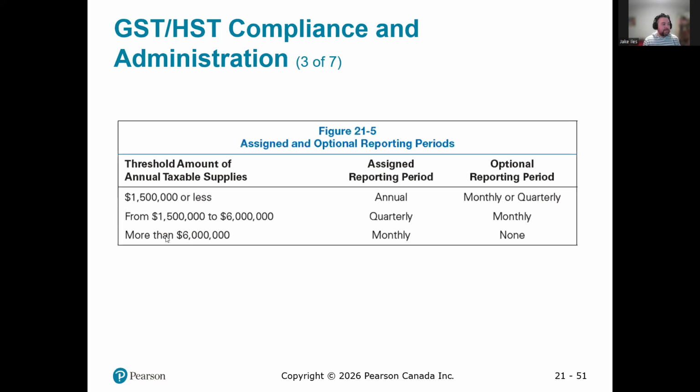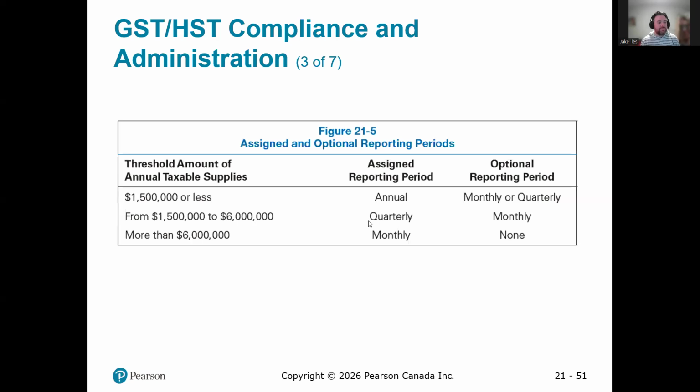If our business sells annual taxable supplies of more than $6 million, so if our revenue is over $6 million, we have to file monthly returns. So our HST returns are filed every month. So our May sales will be filed and paid by the end of June. Most businesses I've ever dealt with are $6 million of revenue or smaller. I've dealt with a lot of smaller businesses.